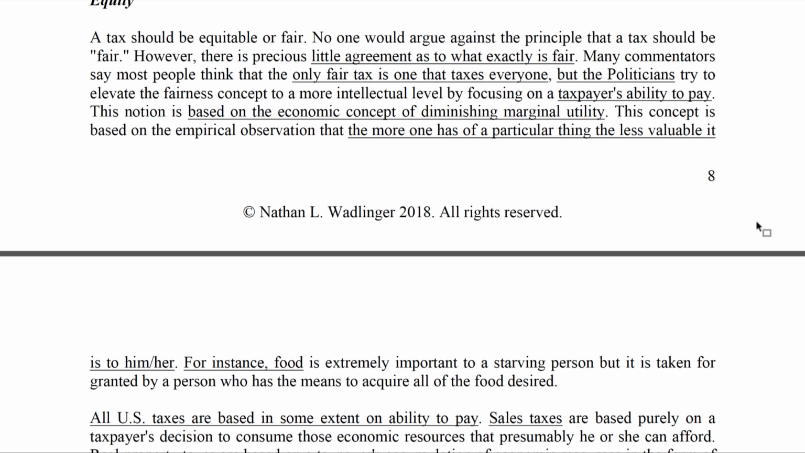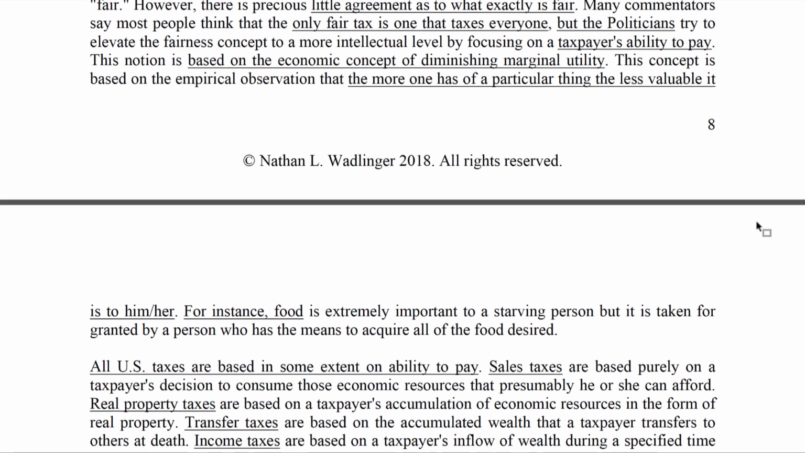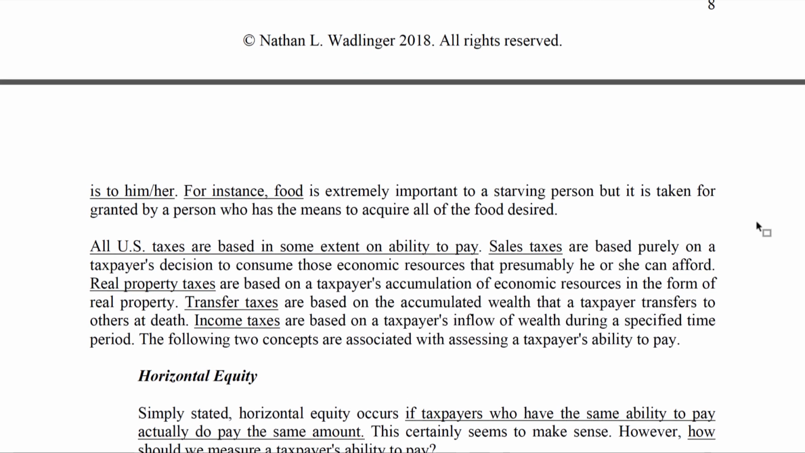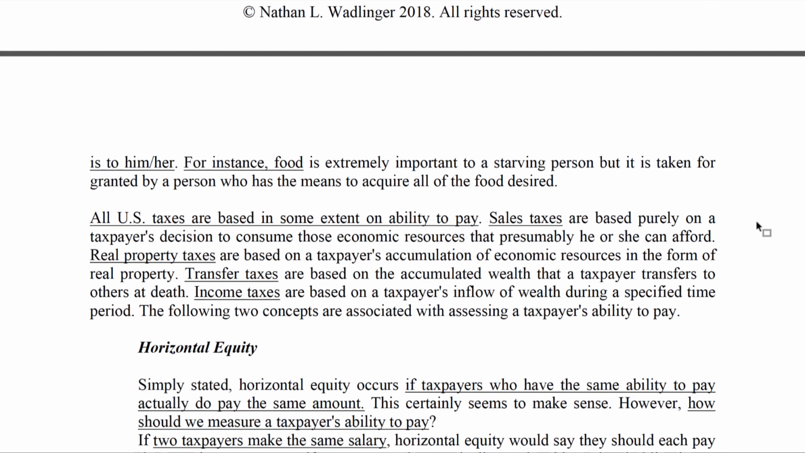The ability to pay is an economic idea from diminishing marginal utility. The concept is based on empirical observation that the more one has of a particular thing, the less valuable it is to him or her. So, for example, food or housing. The more you have, the less valuable it is, versus the less you have.